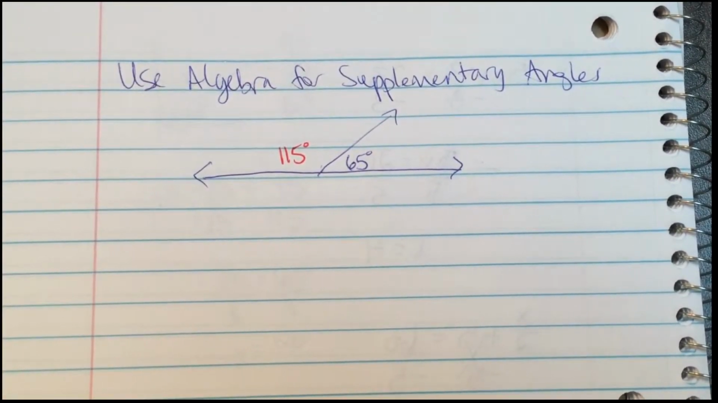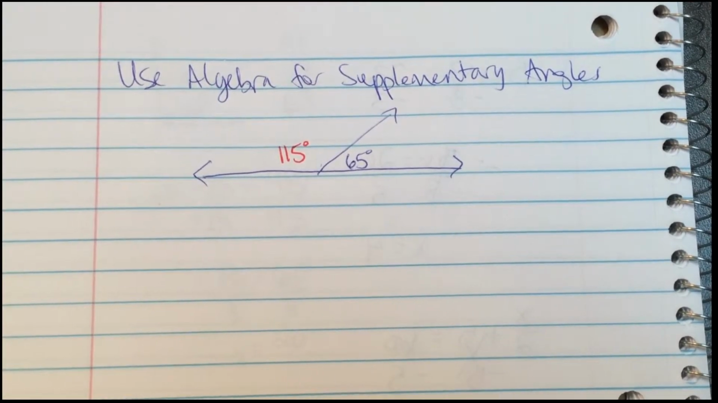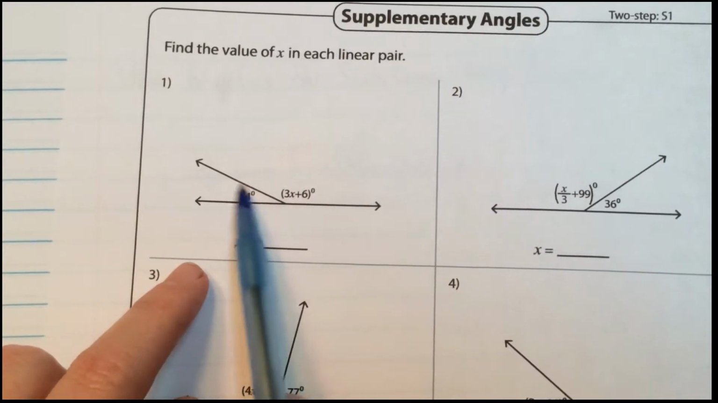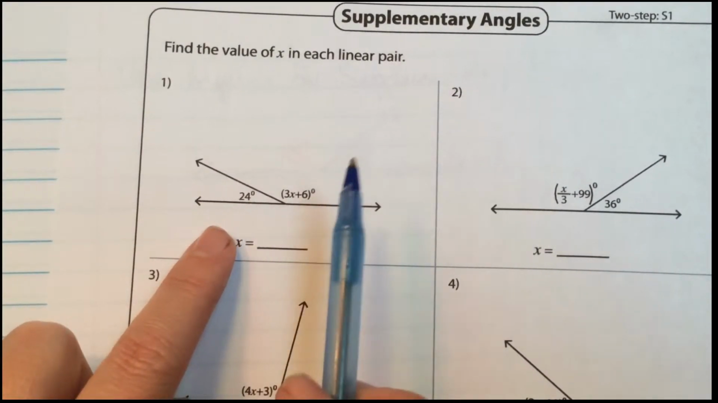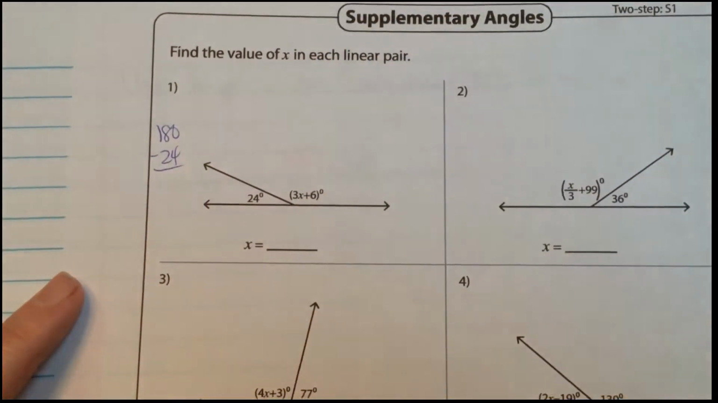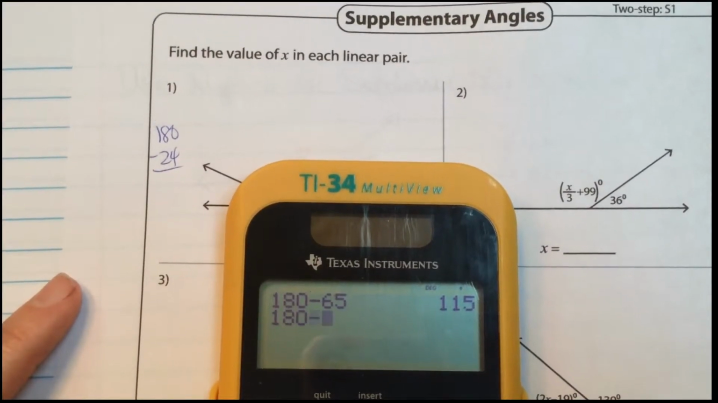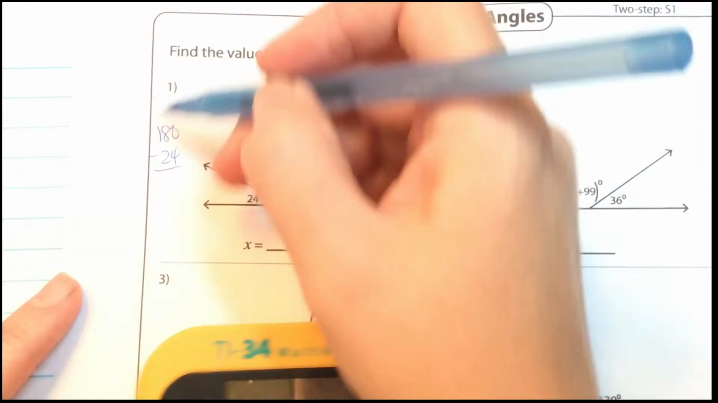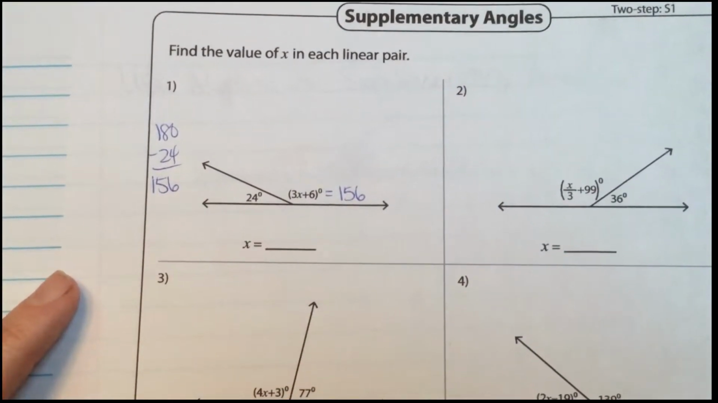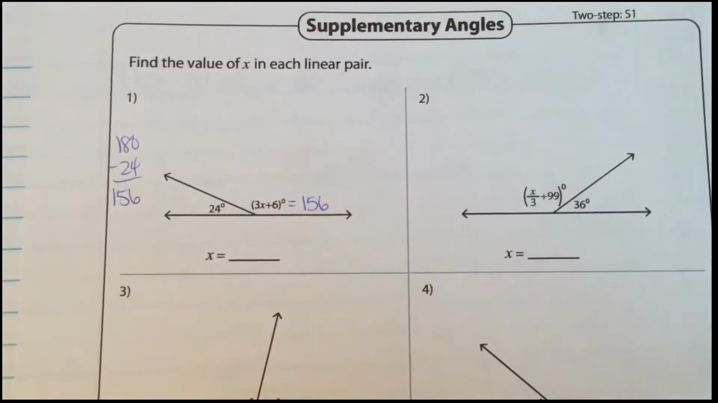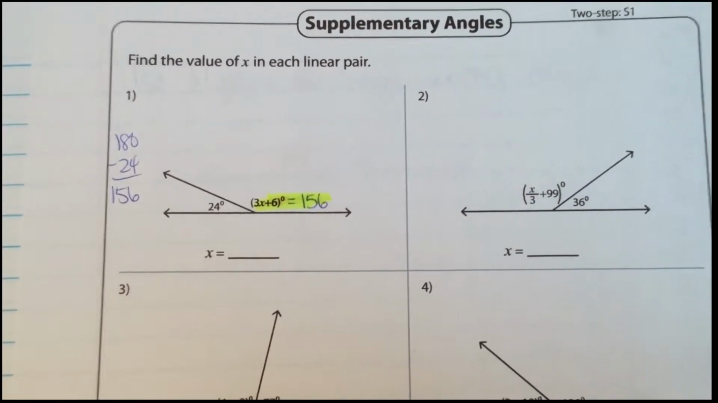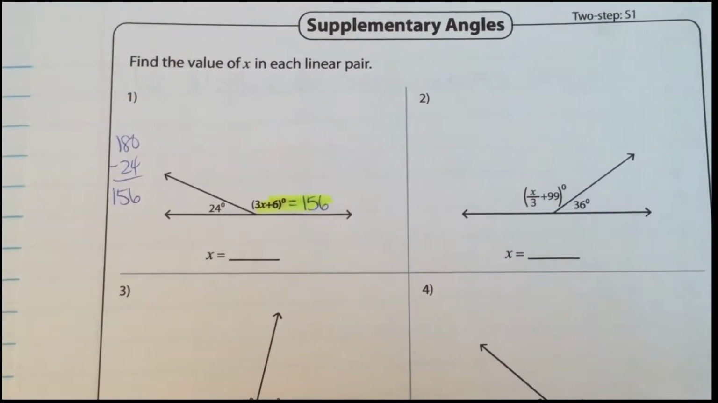Well, today we're going to do a little bit more, and we're going to do practice problems like this, where they give us one angle, of course, but the other angle is written as an expression. So we're still going to do the same thing. We're going to do 180 minus 24, which is 156. So this side has to equal 156. So there's our equation. So we get 3x plus 6 equals 156. So we're going to solve that.